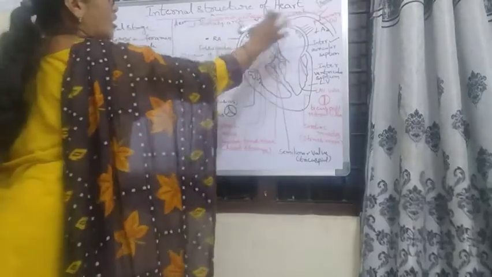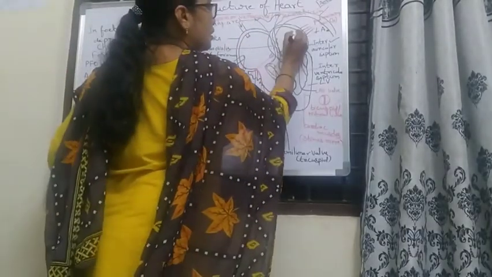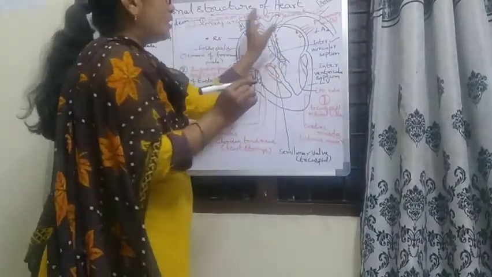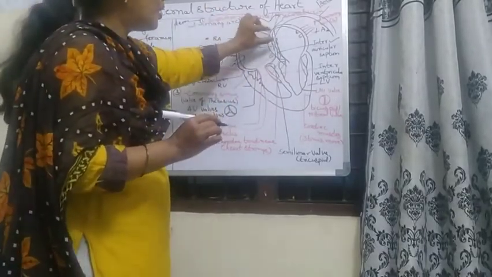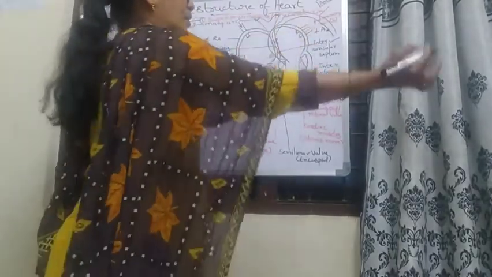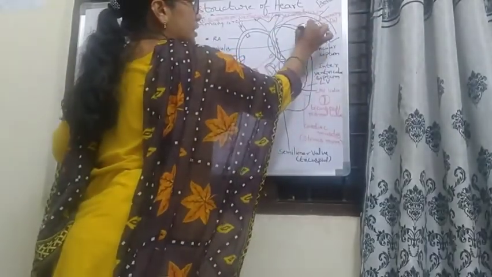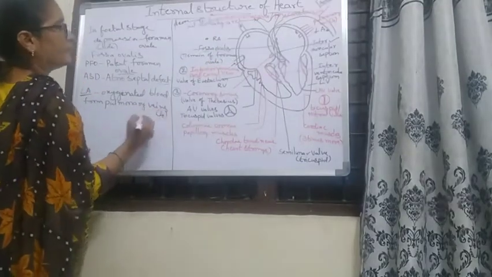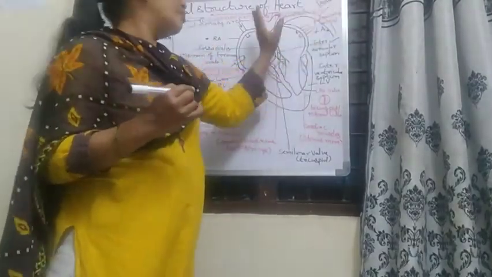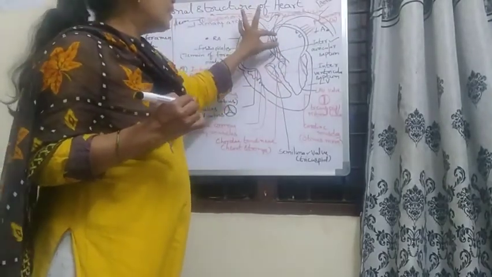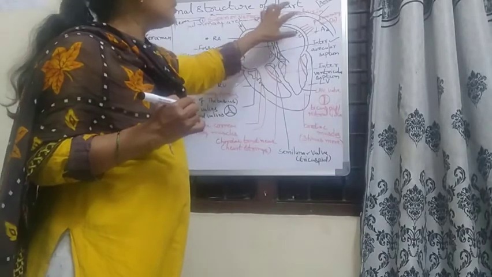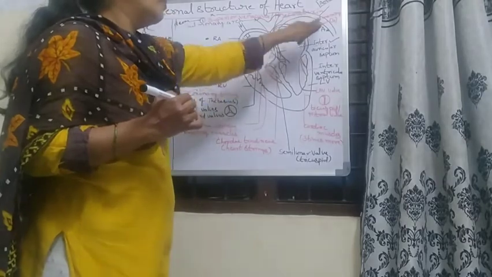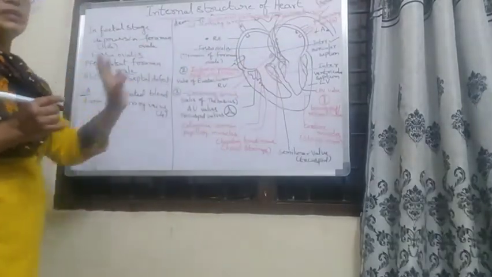The pulmonary veins are four. Here we can see these are 1, 2, 3, 4. From the right lung, it receives two pulmonary veins, and from the left lung, it receives two pulmonary veins. Means a total of four pulmonary veins are present.